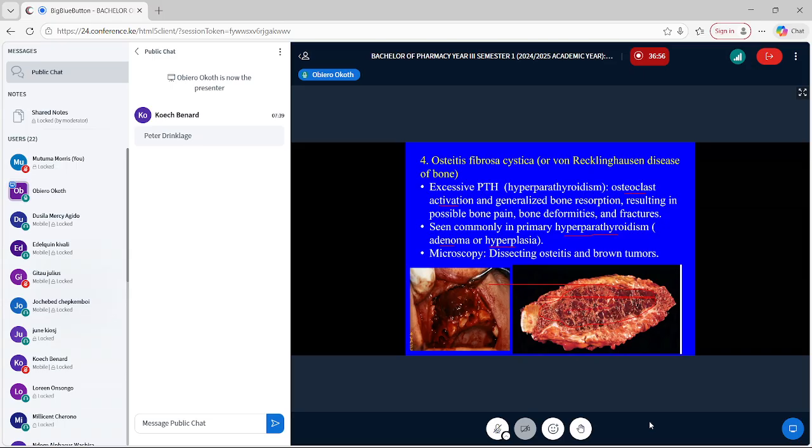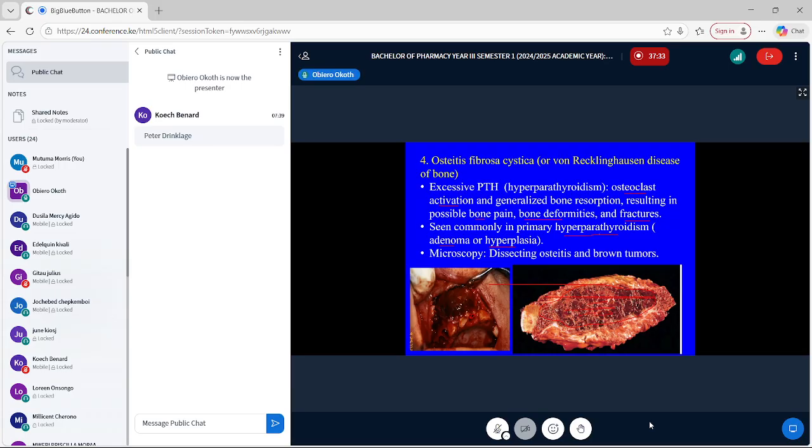All the bone in this place has been eaten up. What's just remaining here is a collection of blood. And this blood becomes brownish, and that's why sometimes in some areas they are called brown cysts. And you can see the teeth have been eaten up. Because in this bone, there's excessive bone resorption due to overstimulation of the osteoclasts. You can get bone pain, bone deformities, and bone fractures.